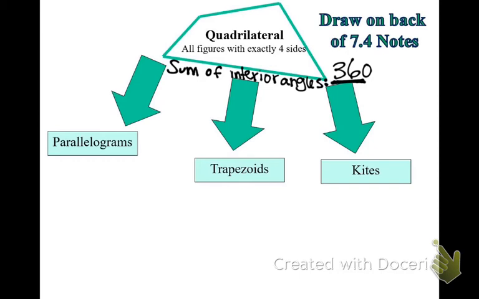Then you have three categories of quadrilaterals. Parallelograms, trapezoids, and kites. We're on the very back on the white. So parallelograms, trapezoids, and then kites. What makes a parallelogram is that it has two pairs of parallel sides. I would write that in. Two pairs of parallel sides.